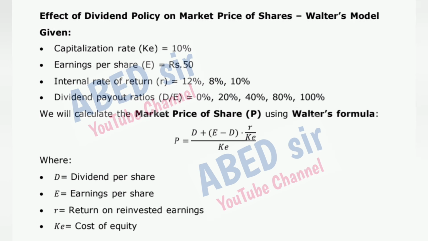We will calculate the market price of share, P, using Walter's formula. P is equal to D plus (E minus D) times R/K, divided by K. Where D is equal to dividend per share, E is equal to earnings per share, R is equal to return on reinvested earnings, and K is equal to cost of equity.